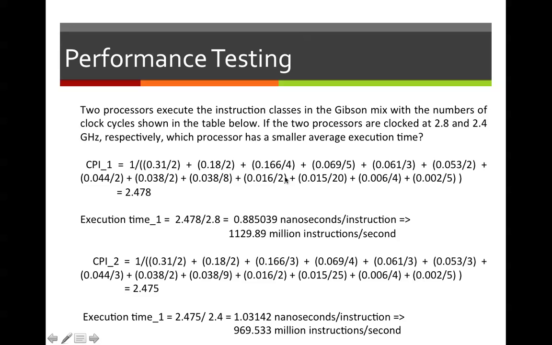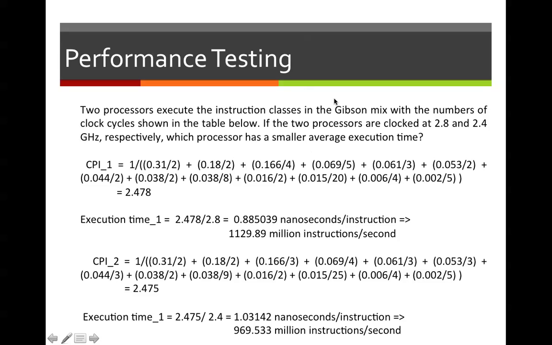These would be different from what I did in the PDF version of the lecture notes, where I used weighted averages. This is the corrected form, and I urge you to contrast this with the solution I've given in the lecture notes, and convince yourself that this is the way it should really be done. Anyway, the numerics are not as critical, but the execution time comes out to be 0.885039 nanoseconds per instruction. That is the CPI.